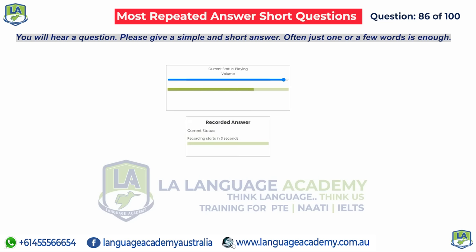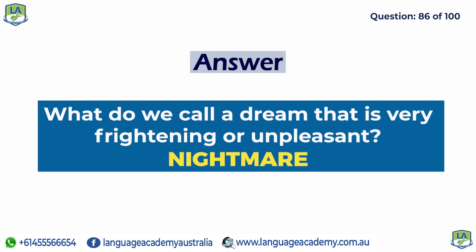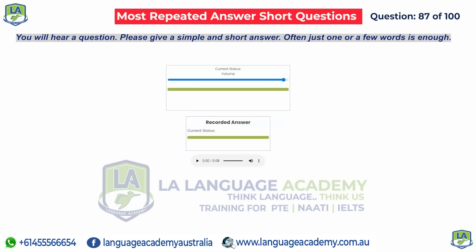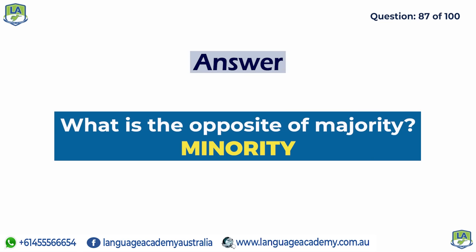What do we call a dream that is very frightening or unpleasant? Nightmare. What is the opposite of majority? Minority.